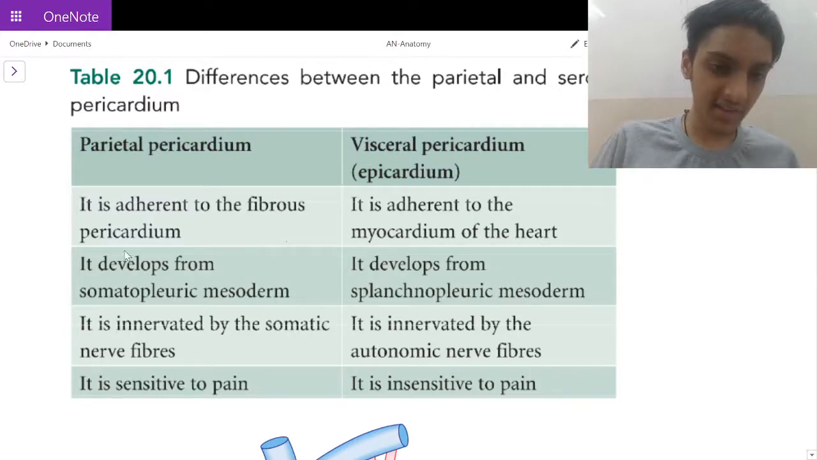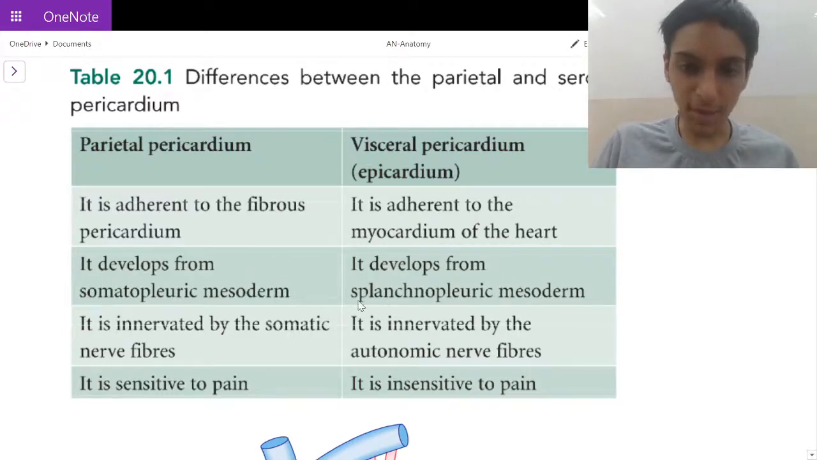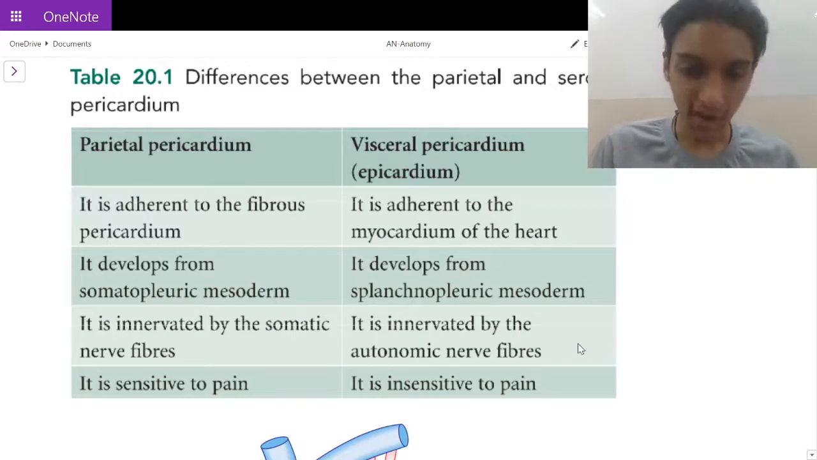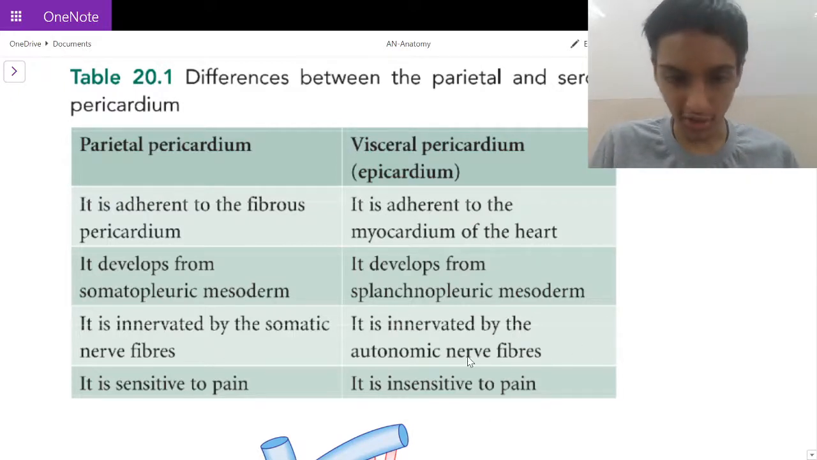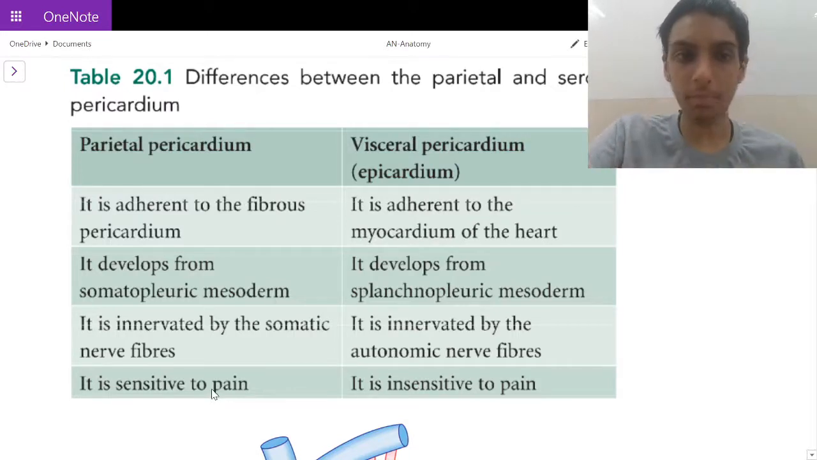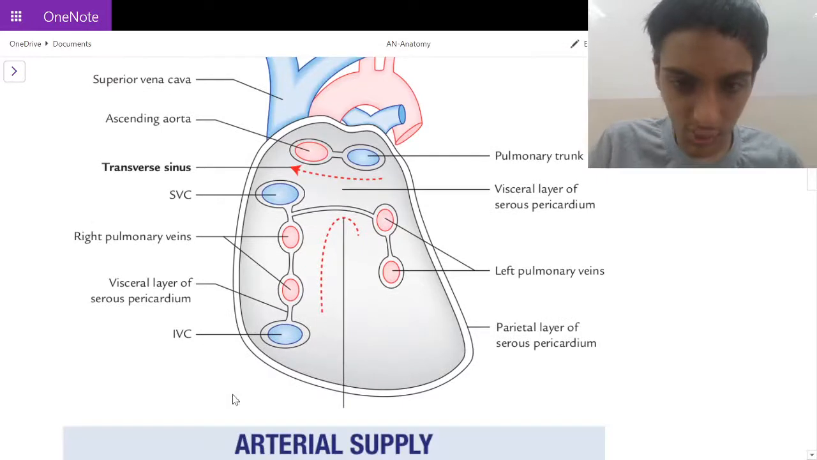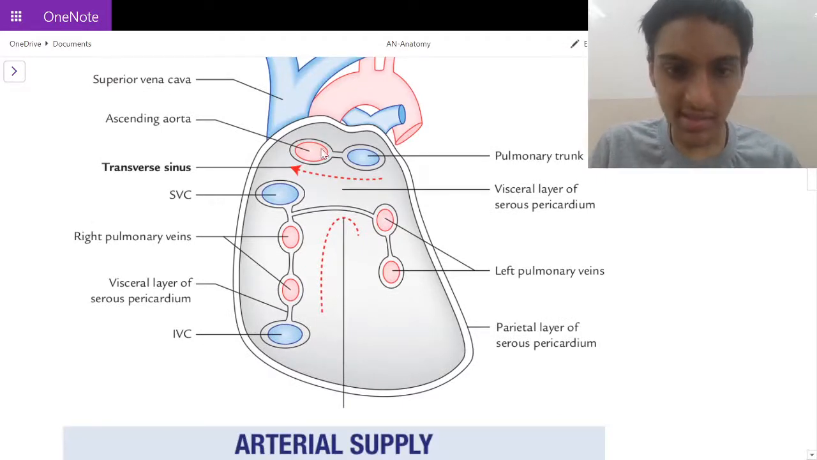And derivative, this is somatopleuric, splanchnopleuric. Here somato, splanchno. Nerve supply is somatic and autonomic nerve fibers. Here somatic, here autonomic. And which is pain sensitive? Parietal. Remember, PAI, pain. Here we can see the two sinuses, the transverse, and this is the oblique sinus.